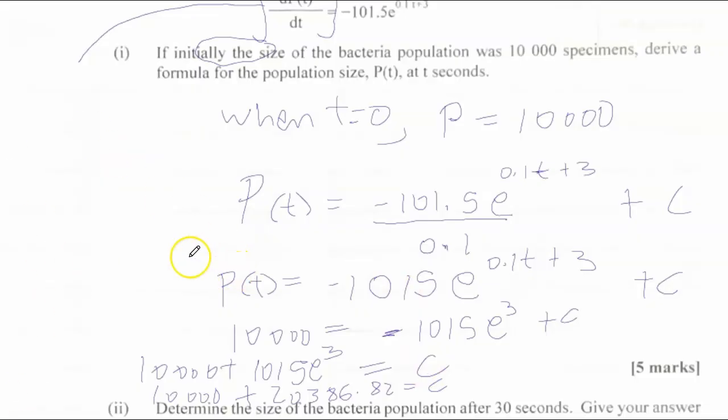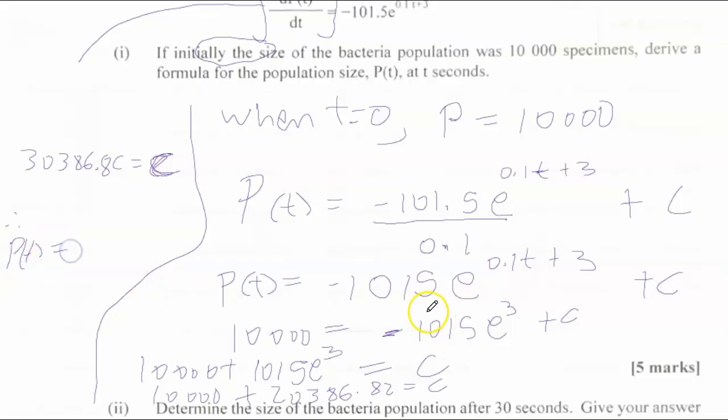Which means that C is 30,386.82. So that's C. Alright, which means therefore that P with respect to time is equal to negative 1015 e to the power of 0.1t plus 3 plus c.